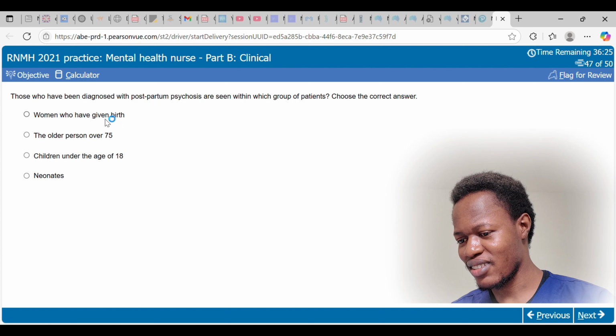These options are kind of weird. Option A says women who have given birth. Option B says the older person over 75. C says children under the age of 18. And D says neonates. So of course it's only women who have given birth.